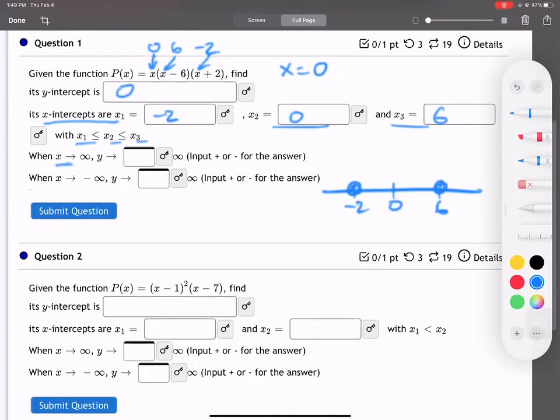When x is going to infinity, here's infinity here. Are we going to go up or down? Are we going to positive or negative infinity? And that's what they want. They want you to write a plus or minus. That's it, plus or minus.